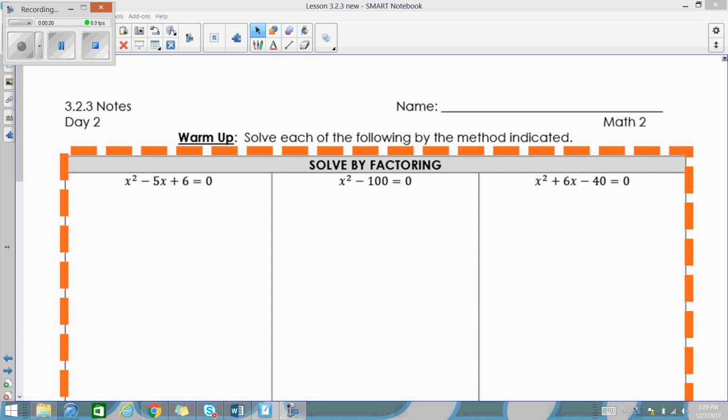What I'm going to ask you to do is pause the video, do these problems, solve by factoring, and then the bottom one solve by taking the square root. Then start the video, and I'm just going to scroll through so you can see the answers. Pause the video so you can see each part and make sure that your answers are correct. If not, make the corrections seeing what I'm doing and then correct them on your own paper. All right, pause it and then start it back up when you're done.